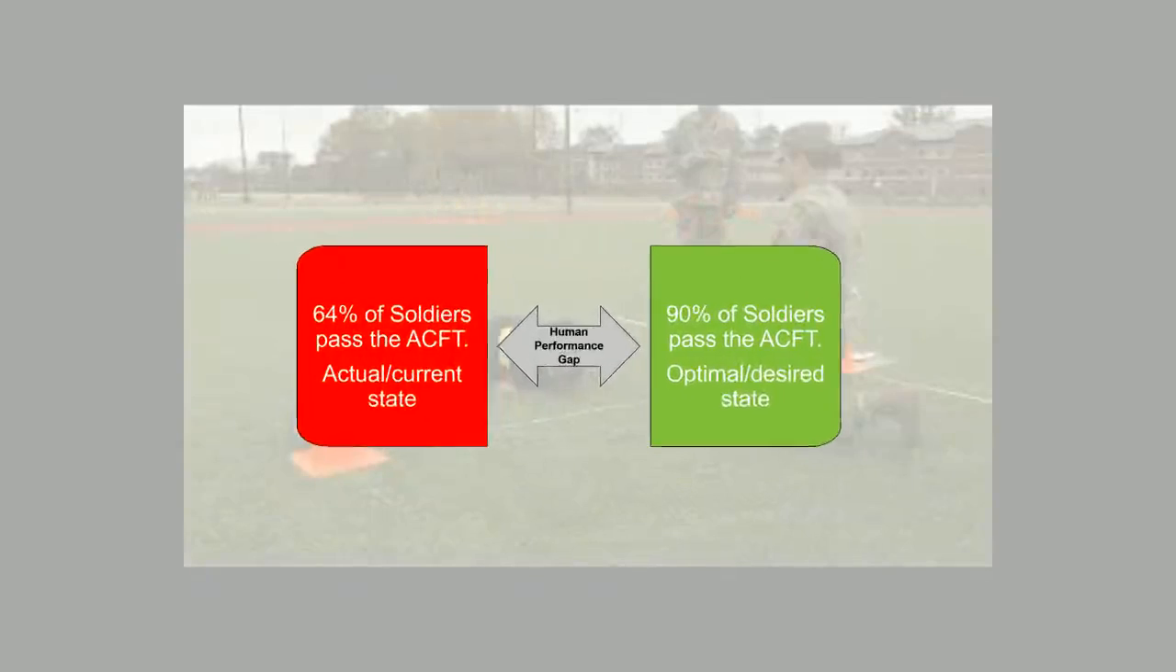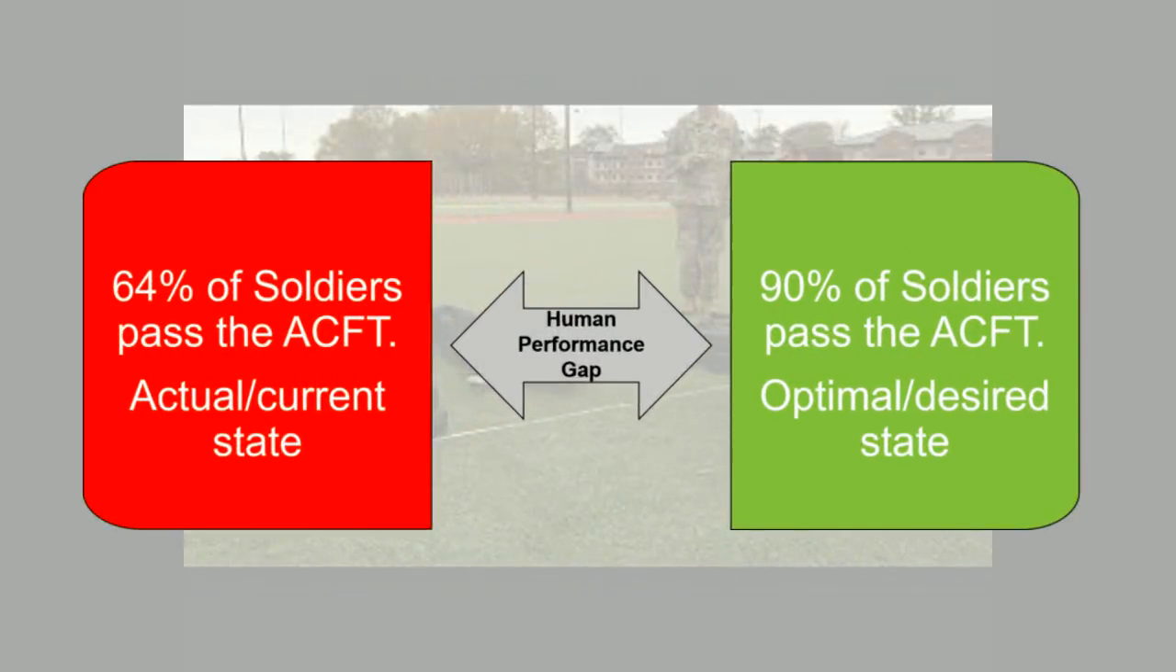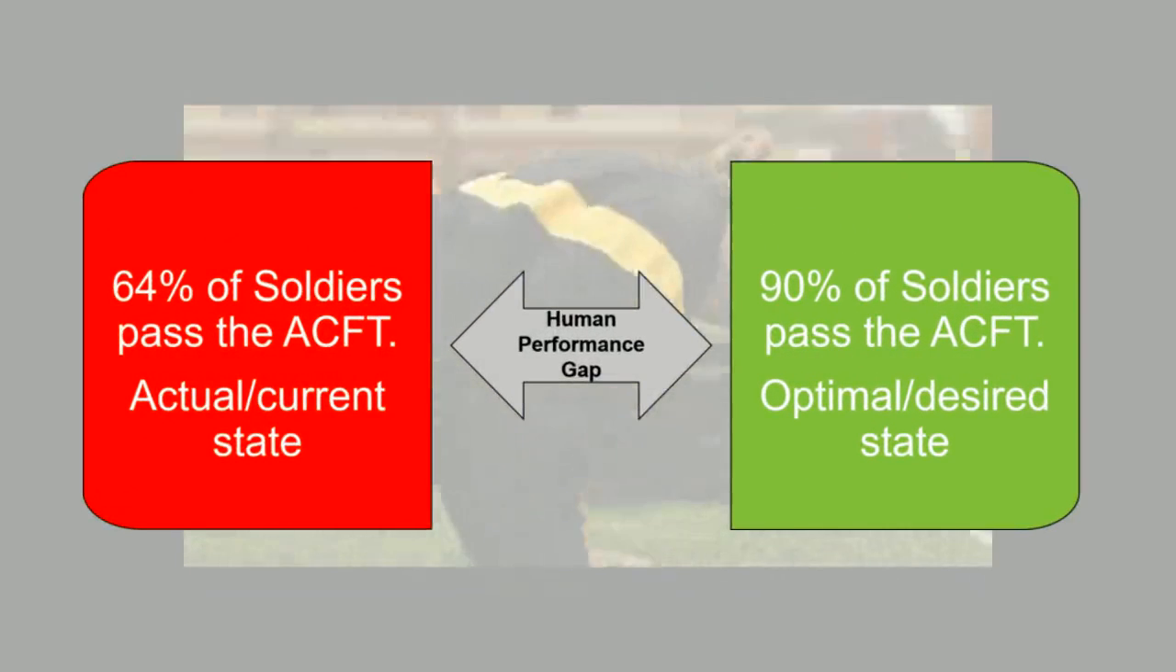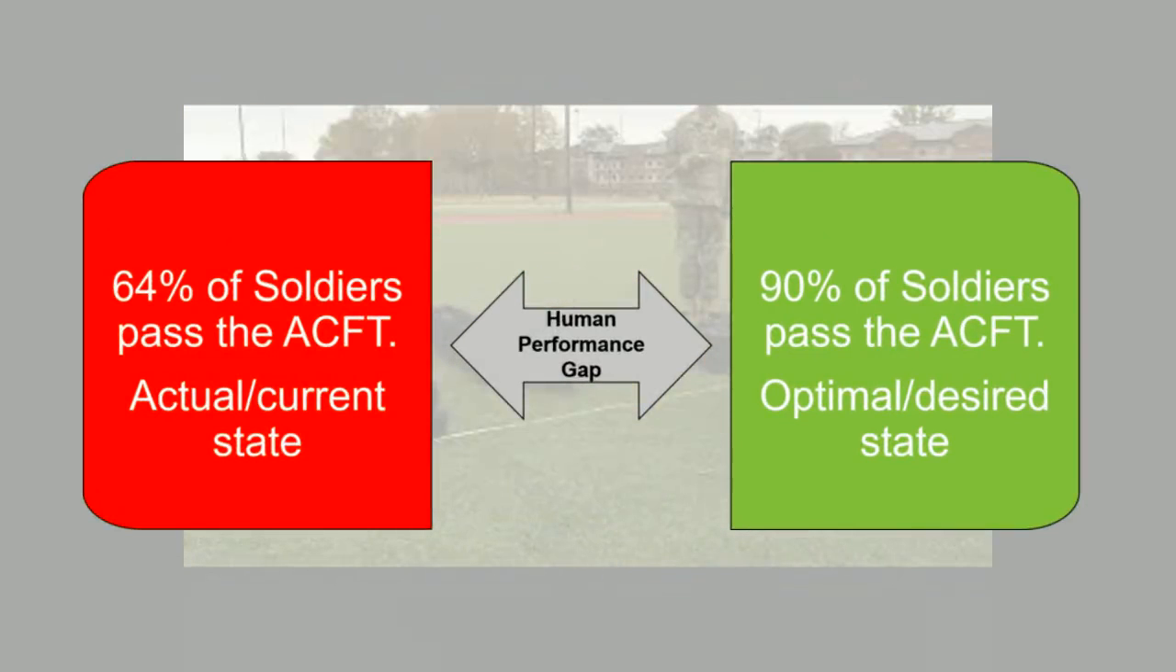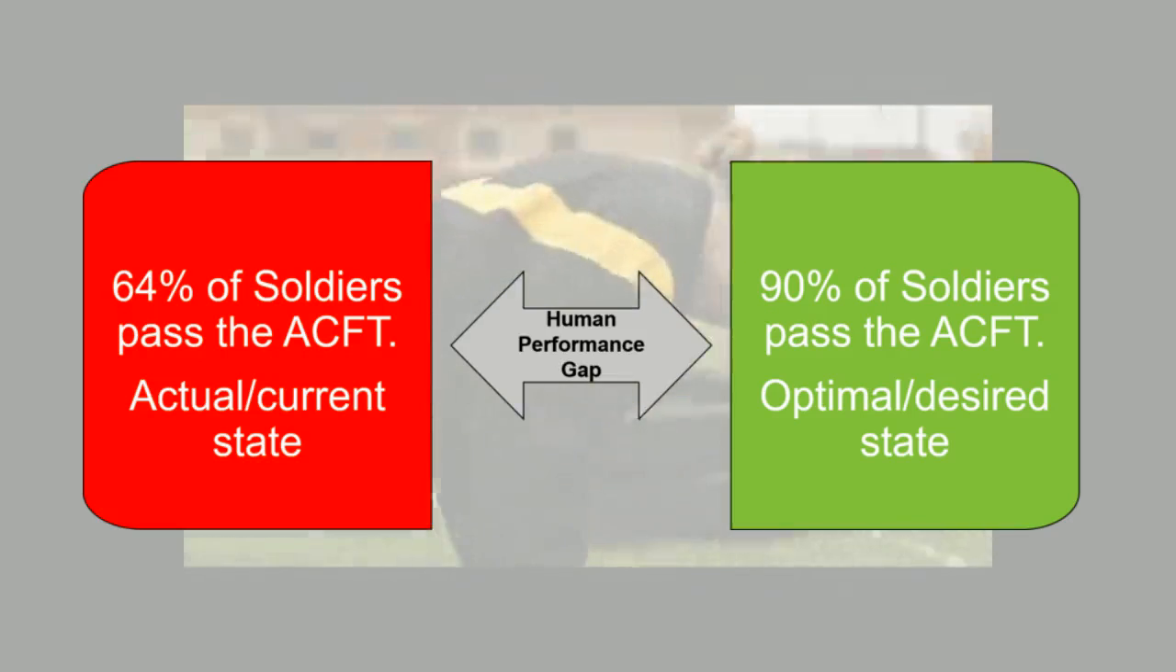That means the actual or current state is 64% of soldiers pass the ACFT. The optimal or desired state is 90% of soldiers pass the ACFT. The difference is the human performance gap.